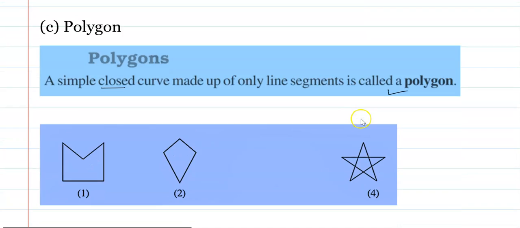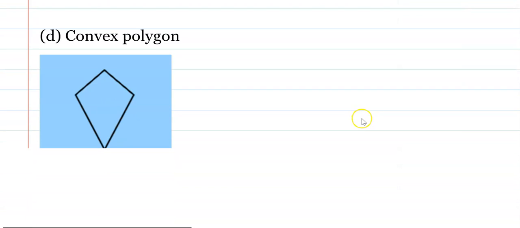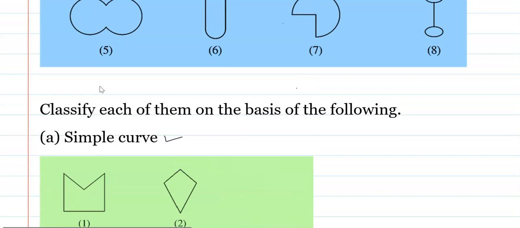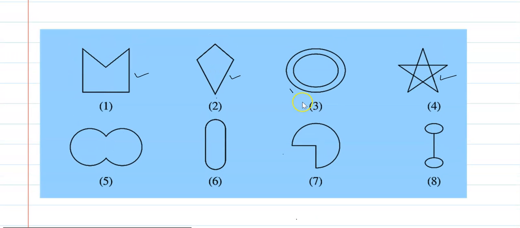Okay. Now the next is convex polygon. Again we have seen that if you take any 2 points in the interior of this polygon and join them, and all the points between them lie inside this polygon, then it is called a convex polygon. Also, all the diagonals lie inside this polygon. Therefore it is called a convex polygon. Here, if we take the polygons only, this is a convex polygon.